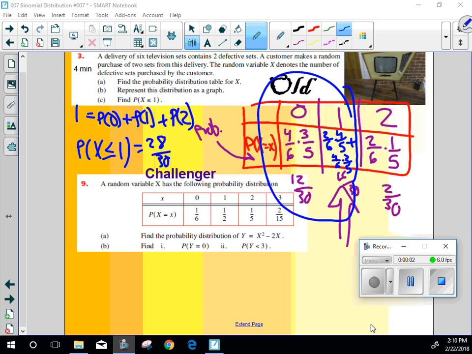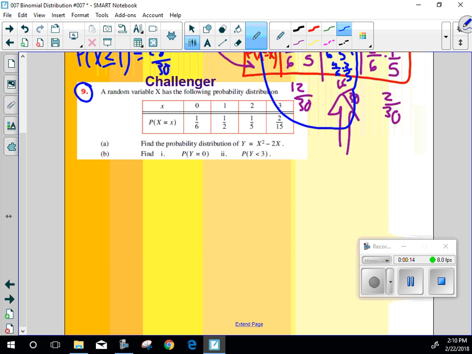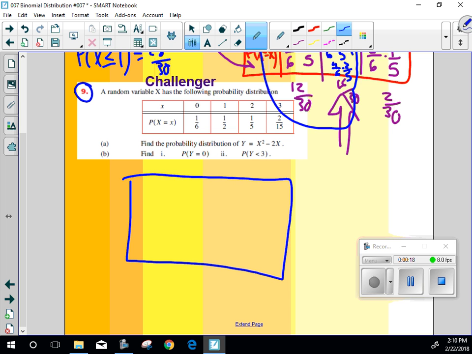For this challenge number 9, a random variable X has the following probability distribution. Find the probability distribution of Y equals X squared minus 2X. So what we're going to do is make this little table. And right now we have 0, 1, 2, 3.